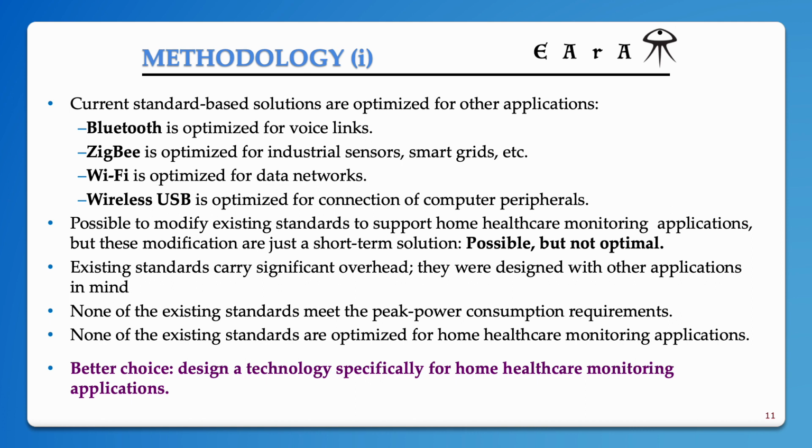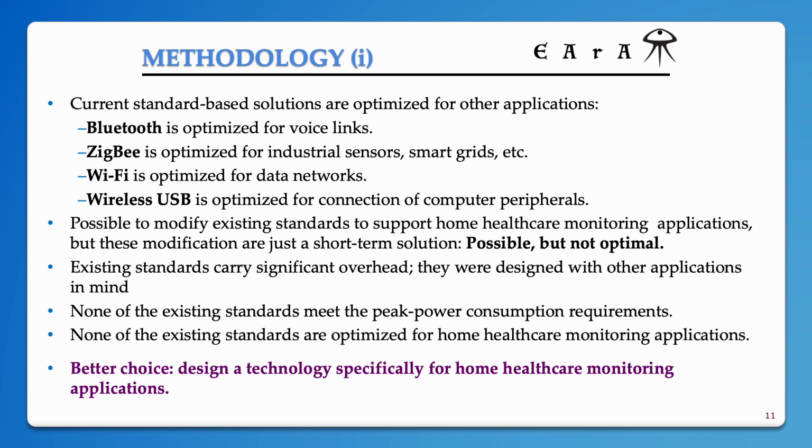If we look at the market, the current standard-based solutions are optimized for other applications, but they modified them to use as a WBAN standard. For example, Bluetooth was designed for voice link, and Zigbee was optimized for industrial sensors, smart grid, and so on, while Wi-Fi is optimized for data networks. Wireless USB is optimized for connection of computer peripherals. So all these communications are transmitted airborne.